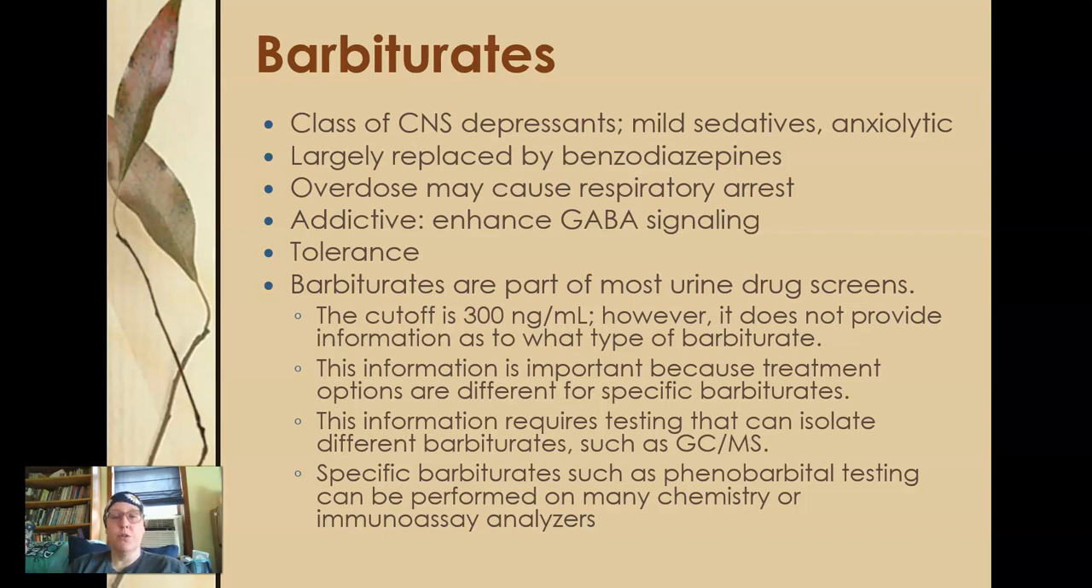Barbiturates are part of most urine drug screens. The cutoff is 300 nanograms per mil. It does not provide information as to what type of barbiturate, just that it is a barbiturate that's been taken. But that information can be important because the treatment options are different for the specific barbiturate. So hopefully you know what they've taken. But if not, you may have to do GCMS to isolate the specific barbiturate.